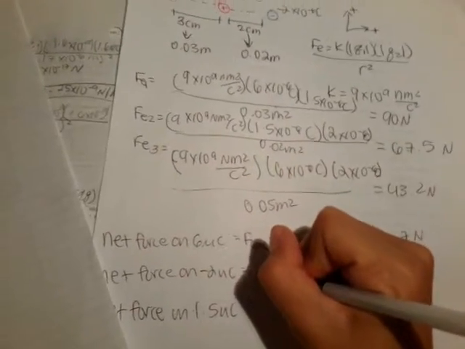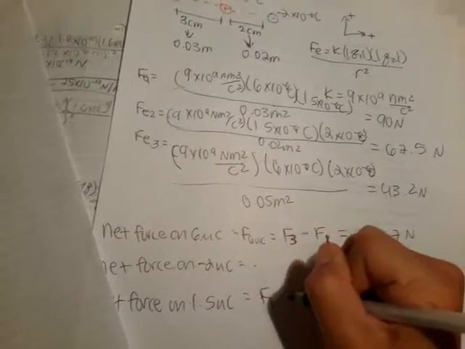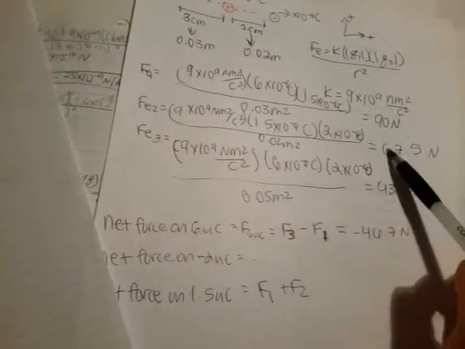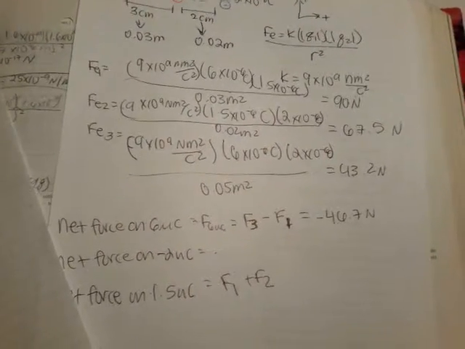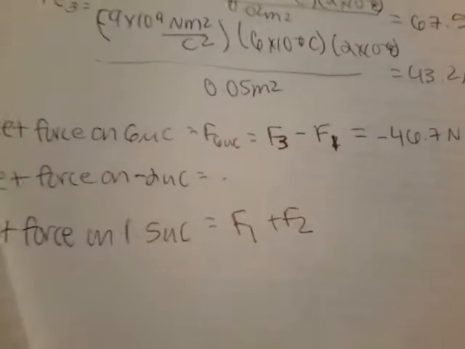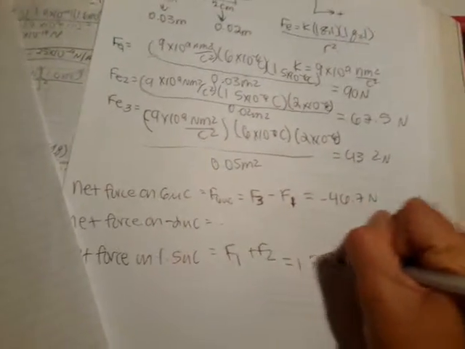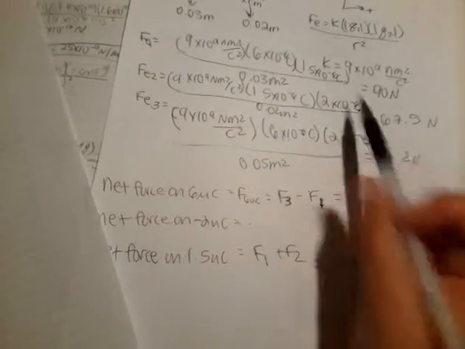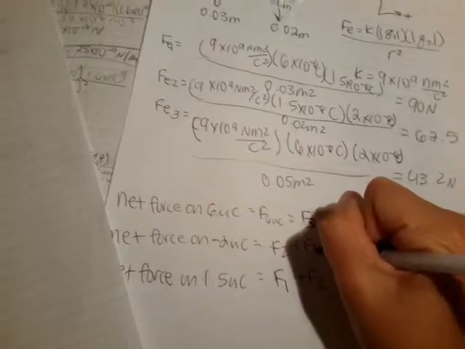For the force on the 1.5, it's going to be the first force plus the second force, which is 90 plus 67.5. So you do 90 plus 67.5, and you get 157.5 newtons. And then for the negative 2 coulombs, you have to do the second force plus the first force.